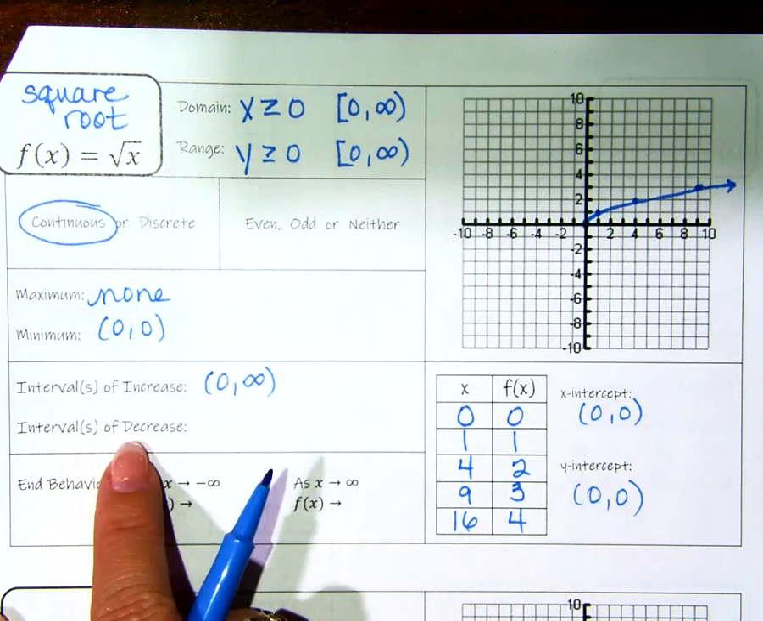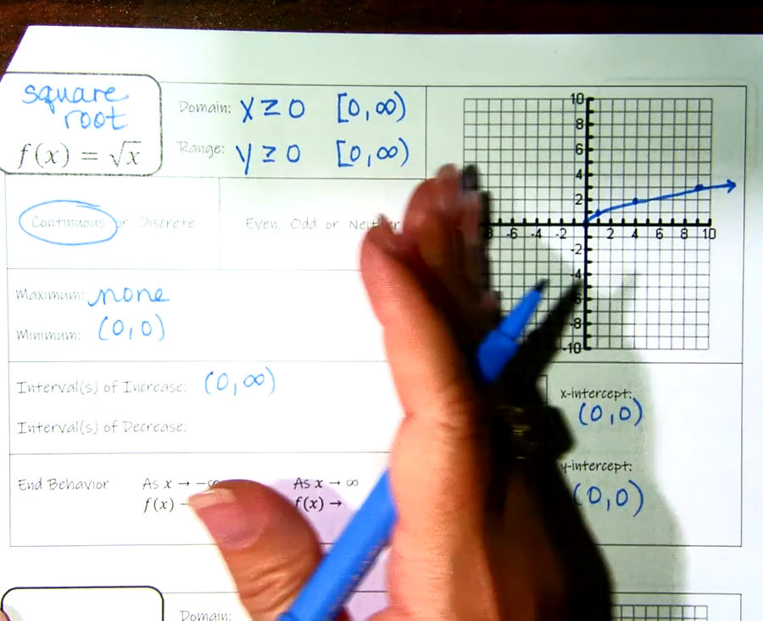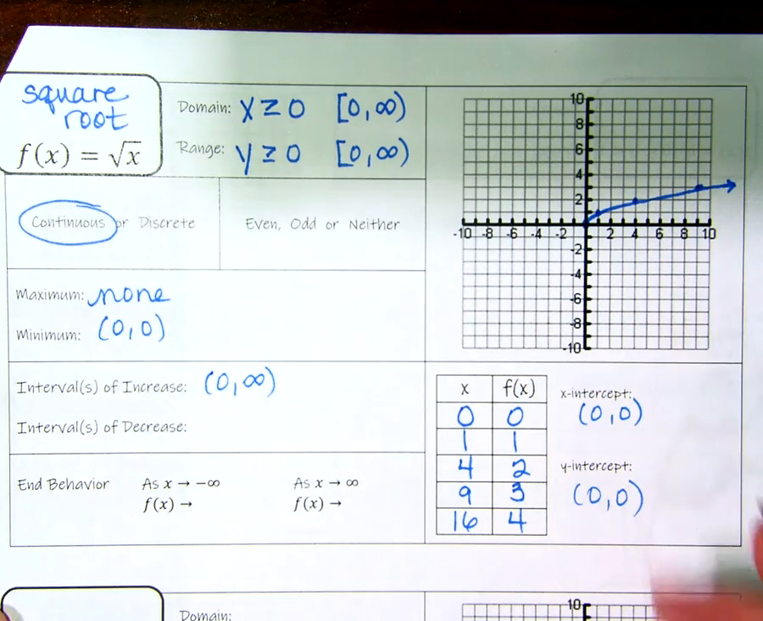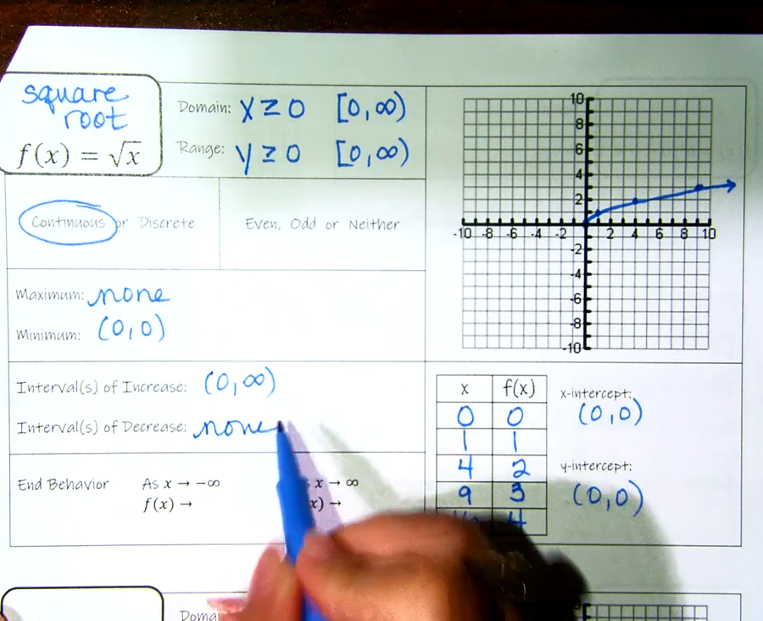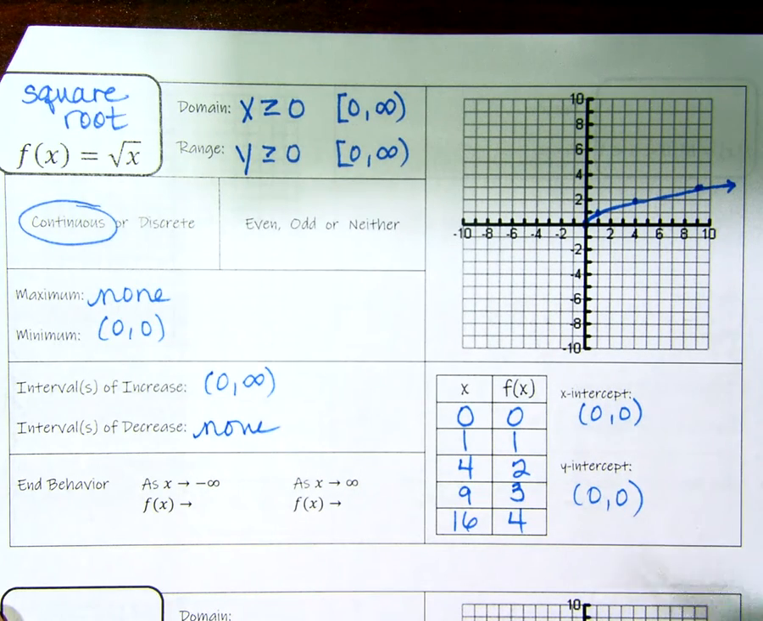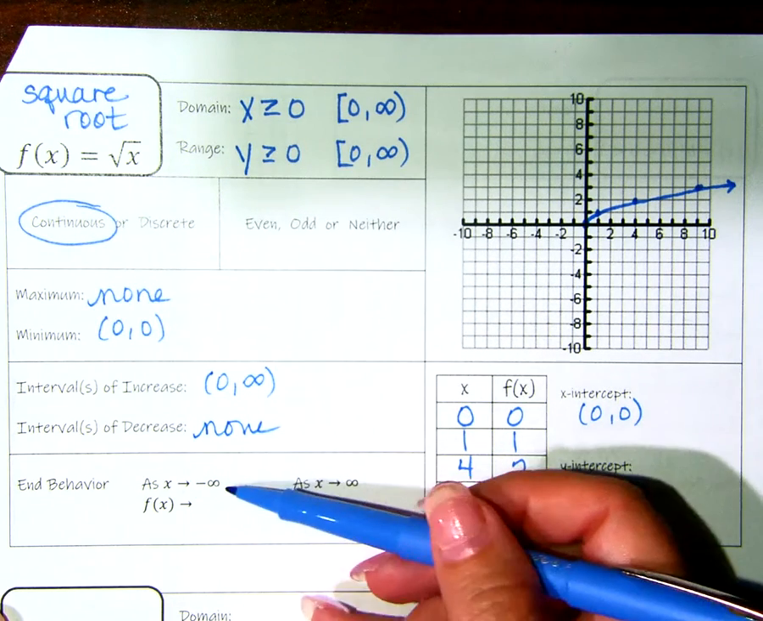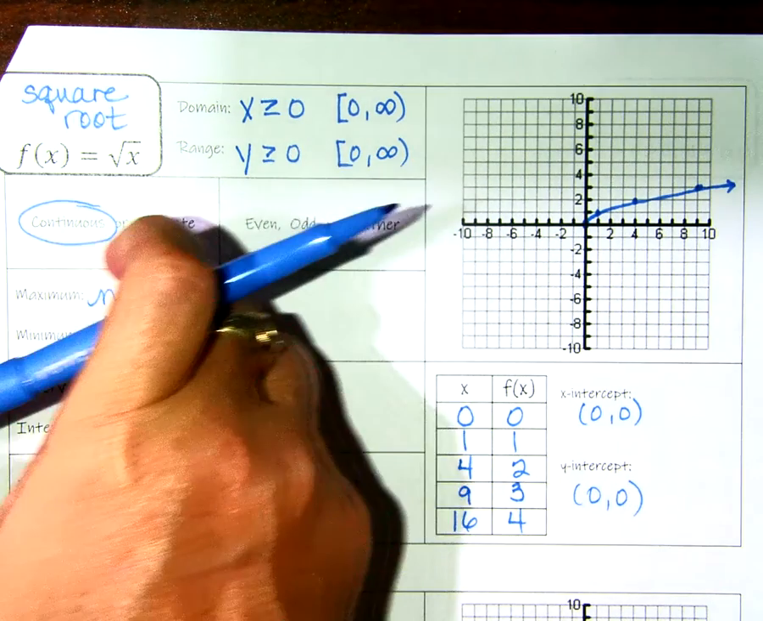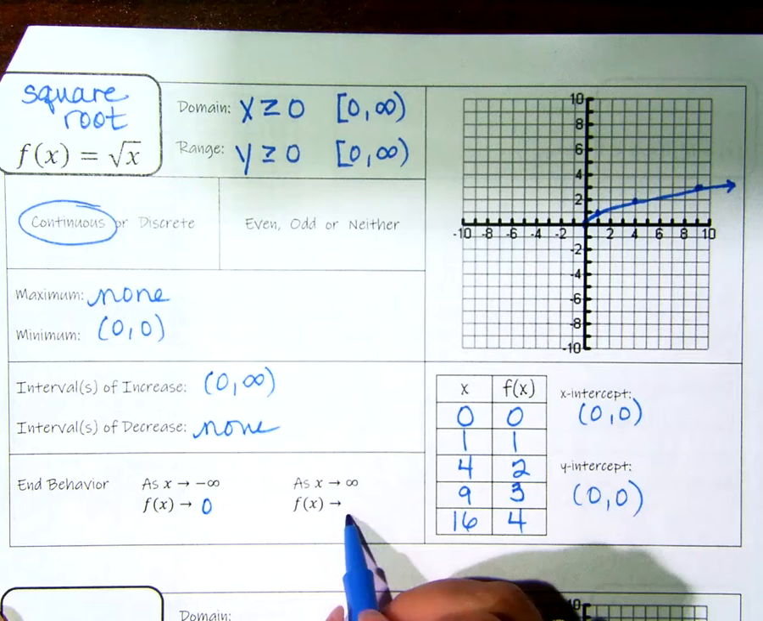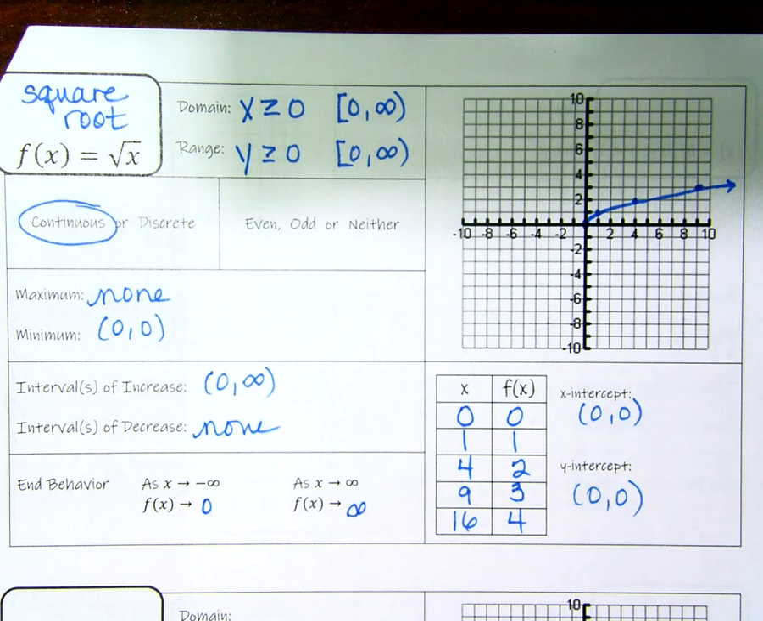What about my interval of decrease? Reading from left to right, where is it decreasing? Where is it falling? It's not, so it's none. Good. As x is going to negative infinity, as we're going to the left, what's happening? Where is it going to? 0. As we're going to the right, it's going to infinity. Excellent.